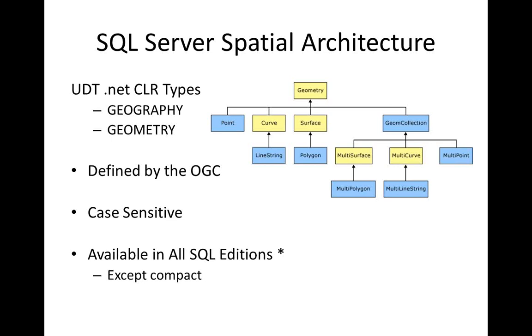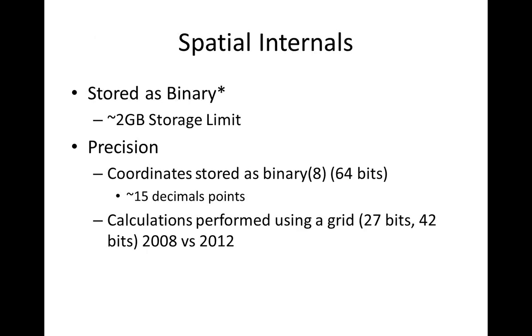I don't think there have been any enhancements to the spatial support in 2014, but I don't think the bits have dried on that yet. And then just some internals about the spatial data types. They're stored as binary, so there's about a 2 gig storage limit. And then the precision, it stores it out to about 15 decimal points of precision.